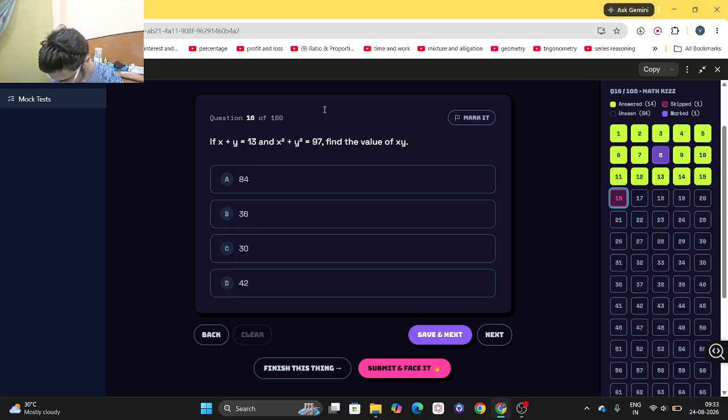Plus y square plus 2xy is equal to 97 plus 2xy. 169 minus 97 upon 2 is equal to xy, which is 36.